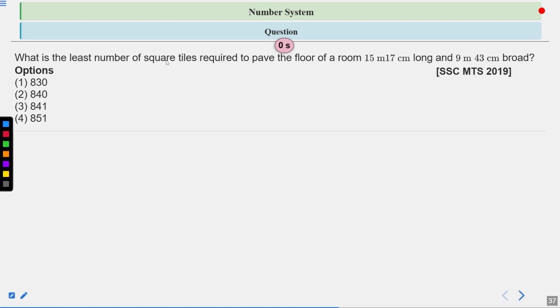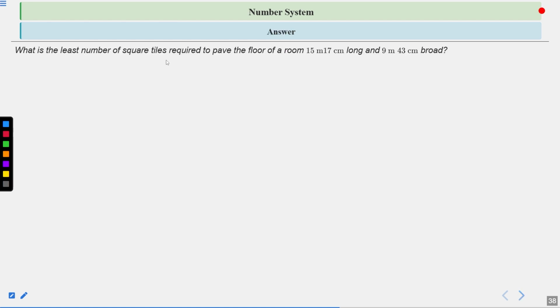Now time's up. Let's see the solution of this question. The question says: what is the least number of square tiles required to pave this room, and the room size is given as 15 meter 17 centimeter long and 9 meter 43 centimeter broad. So we just calculate it. The correct answer of this question is the fourth one, which is 851 tiles. Now see the detailed solution using concept 1.2 in this question.